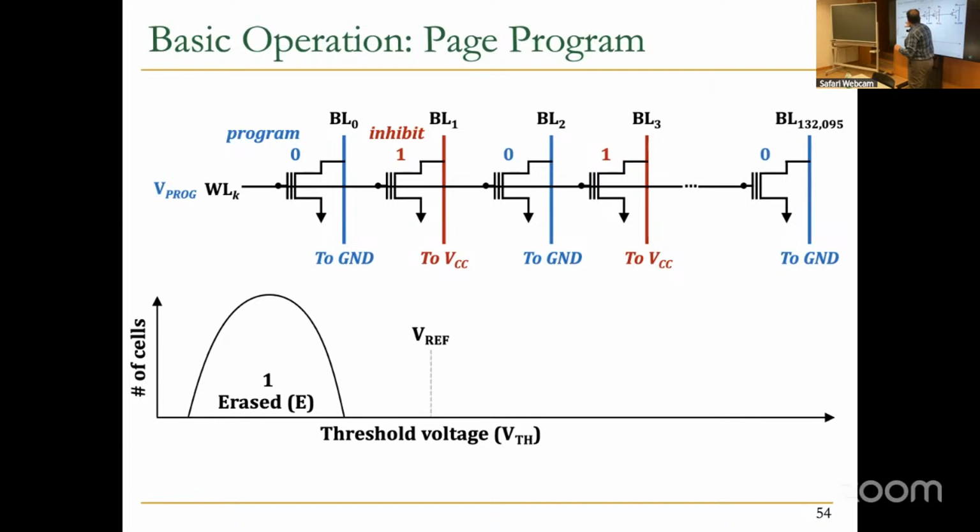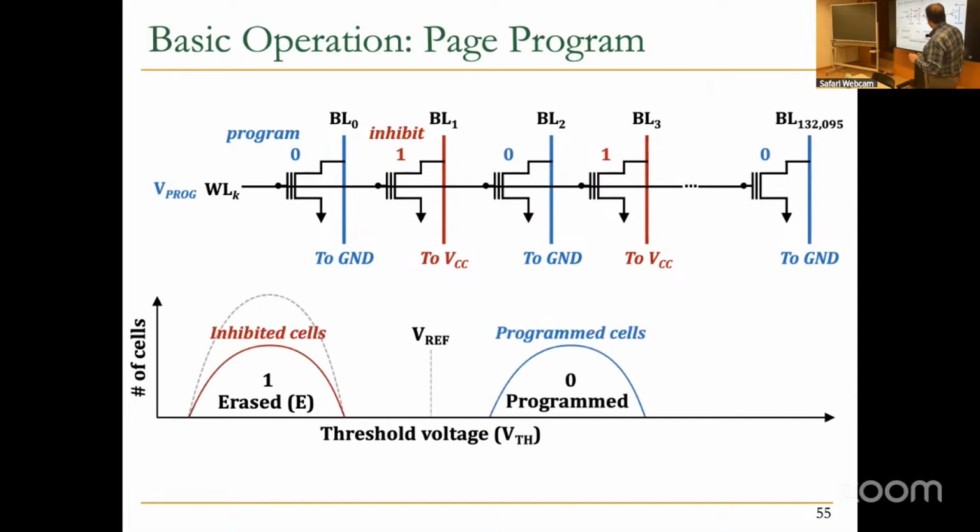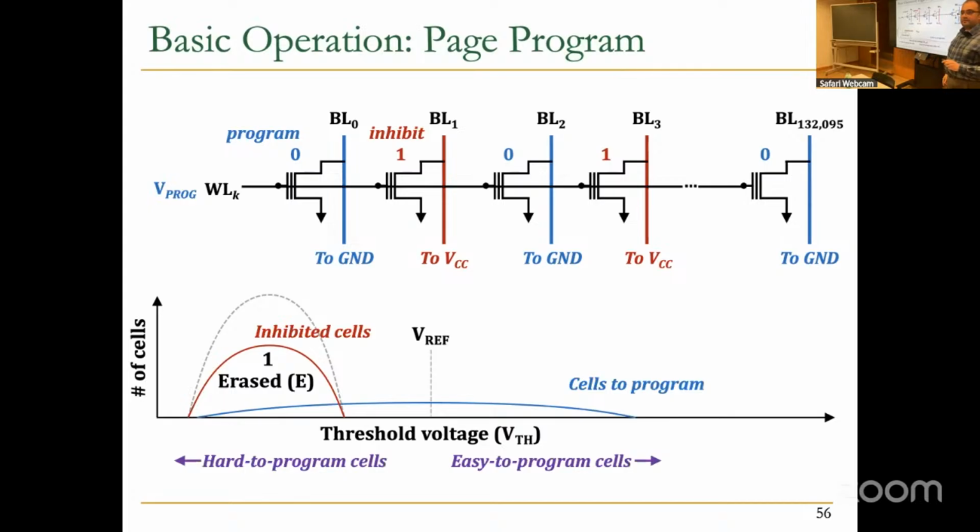When your page is already erased, this is the distribution, right? Everything is erased. If you apply Vprogram, you want to get to this, right? There are some inhibited cells that will stay in the erased state, and other cells need to be programmed, right? But unfortunately, when you apply Vprogram, you get this kind of curve. If you apply Vprogram at once, there are some cells that are easy to program, so they quickly get to this high threshold voltage.